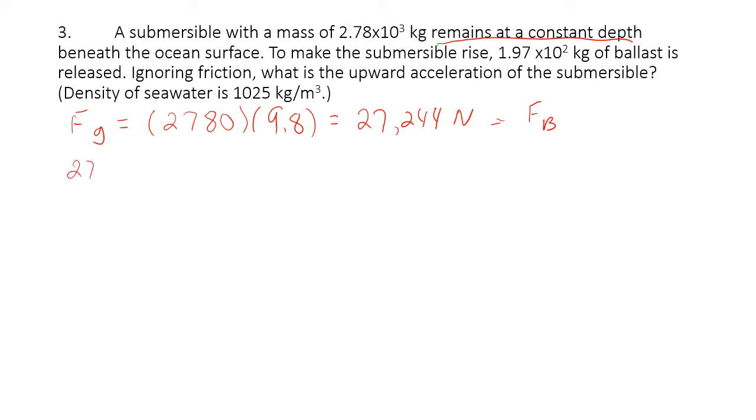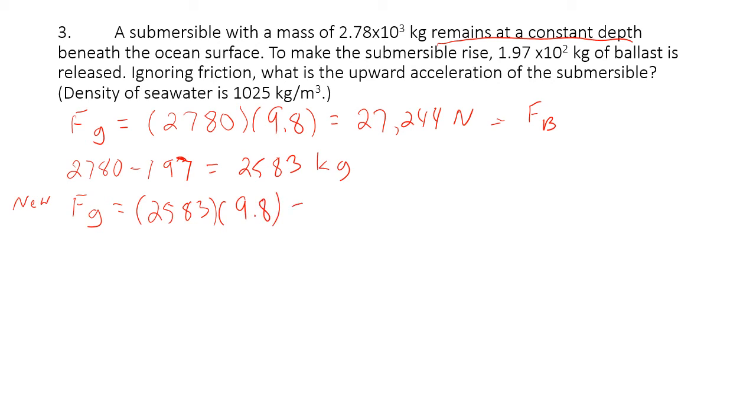So next what we're going to do is find the new mass. To find the new mass, it's going to be 2780 minus 197, and that equals 2583 kilograms. So now we're going to find the new force of gravity after the ballast is released. It's still going to be mass times gravity, so it's 2583 times 9.8, and that ends up equaling 25,313 newtons.